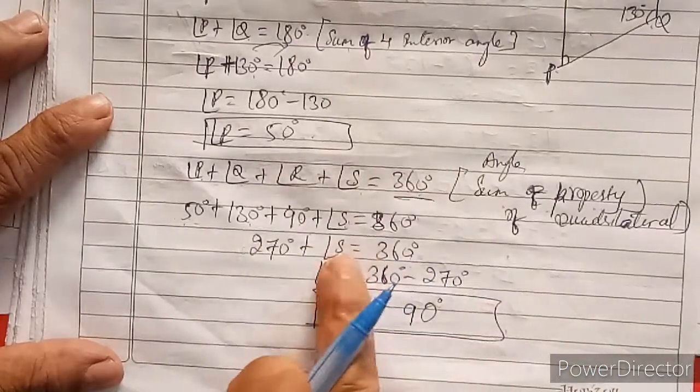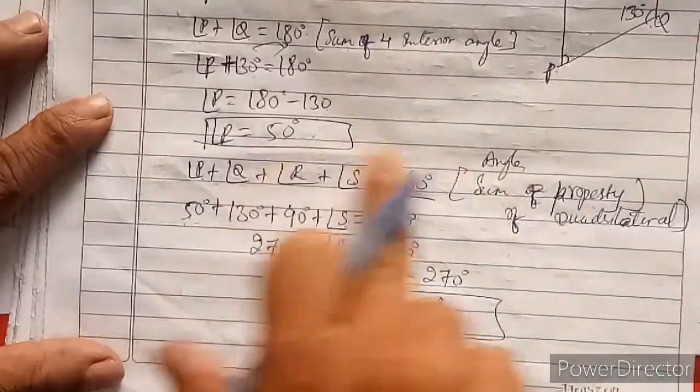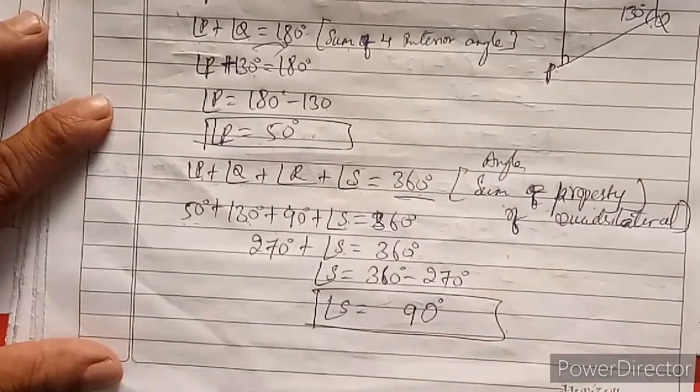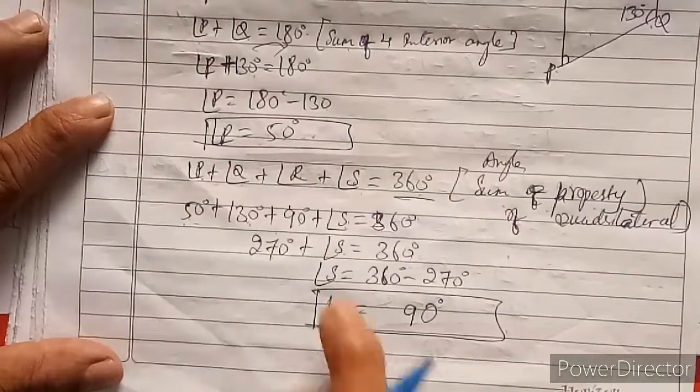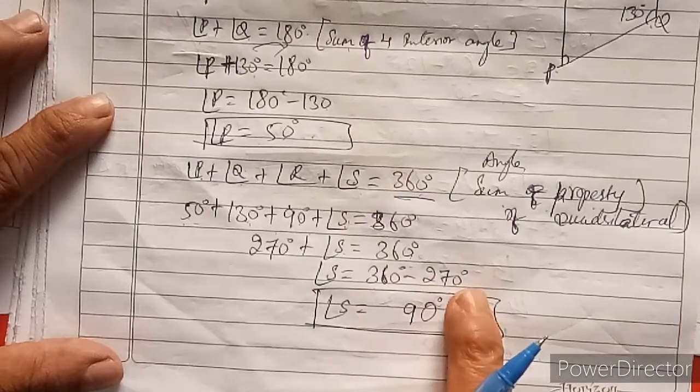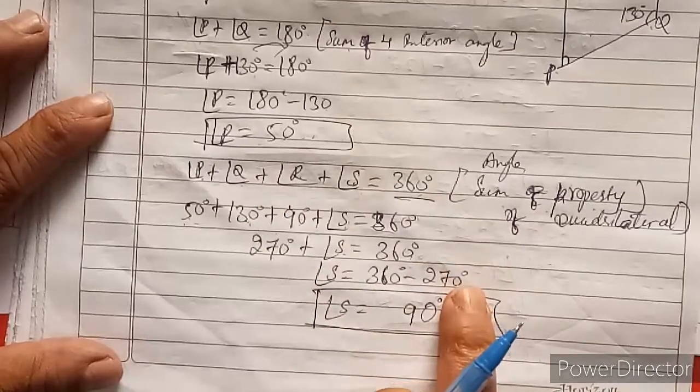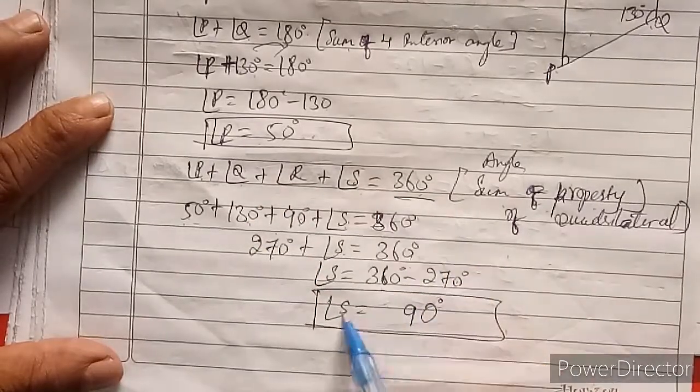Between angle S and 270 degrees there is a plus sign. If I transfer it, that sign becomes a minus sign. So angle S is equal to 360 minus 270. 360 minus 270, angle S is 90 degrees. One more method will be there.